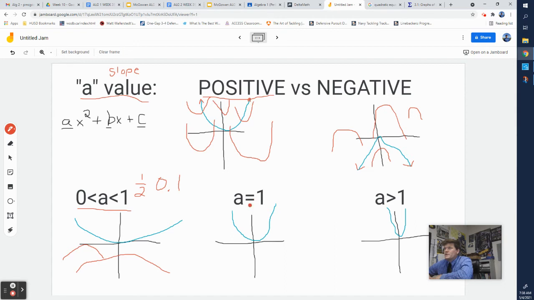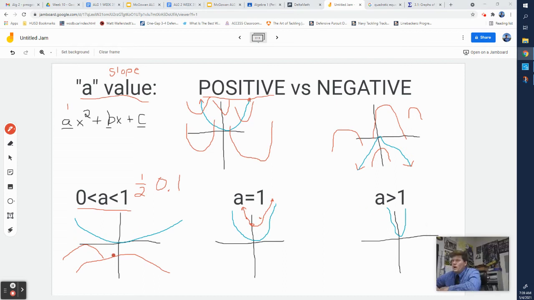Now, if it's 1, it's going to look pretty straightforward. Wherever your vertex is, you could count just 1 over 1 on both sides, and it'll look like this. The only reason I say normal or typical or regular is because it's the value that shows up more often than not. Especially at our level of working with quadratics, you might see a lot more x squared with that invisible 1 coefficient.